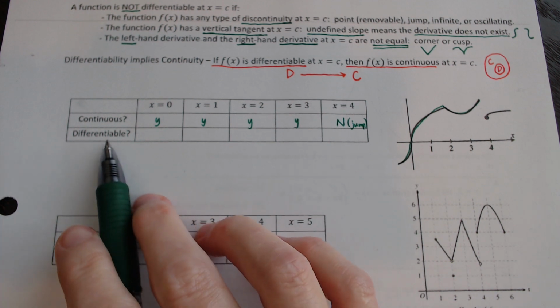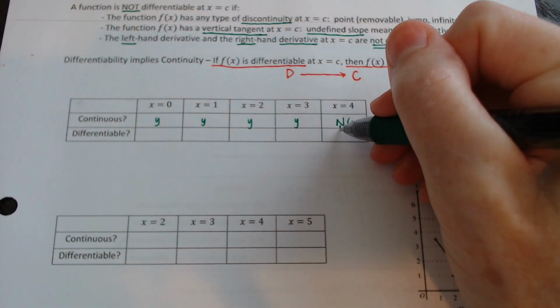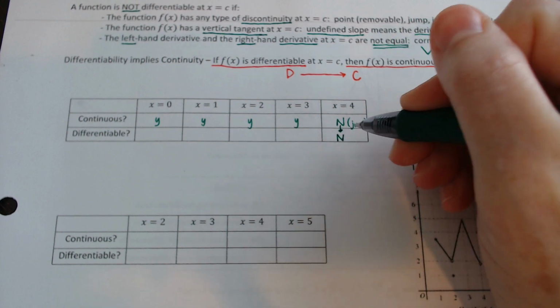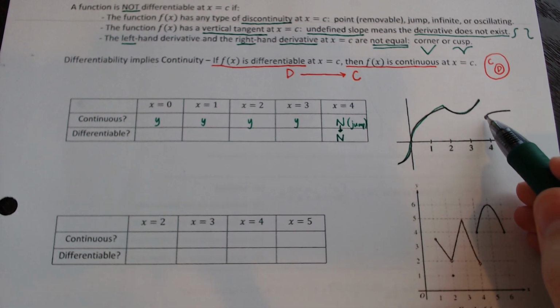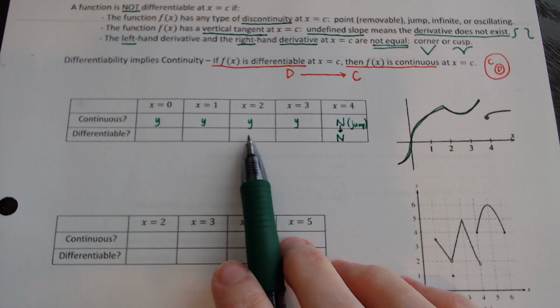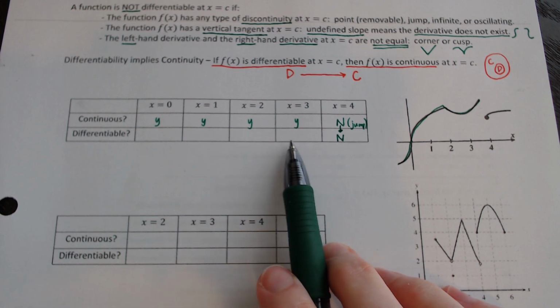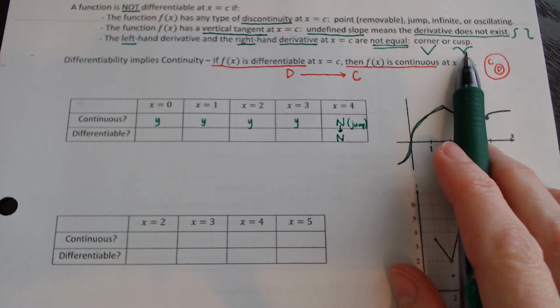When I go to my row on differentiability, x equals 4 is actually the easiest place to start, because I know automatically when I get a no for continuous, I don't even have to think that hard. It is not going to be differentiable no matter what the graph looks like there. So that discontinuity disqualifies it from being differentiable. Lots of long words in the video today. So I have to look a little more carefully at all these other x values to make sure they're differentiable. I already know they're continuous, but I'm looking for those odd things: vertical tangents, any corners or cusps that I can find.